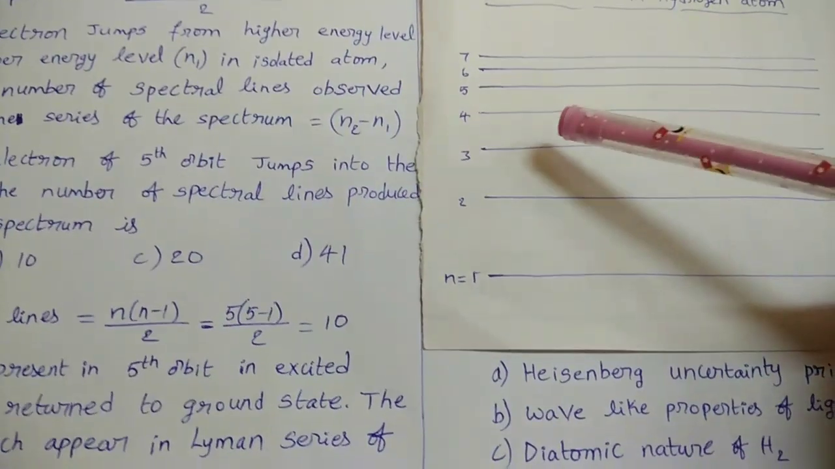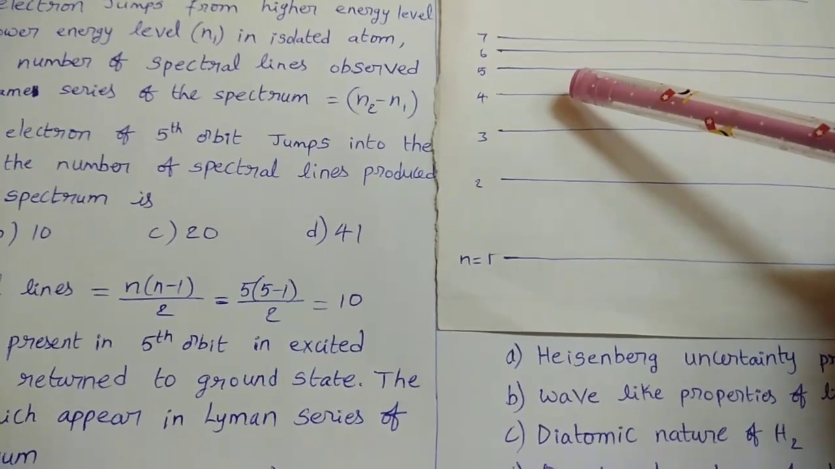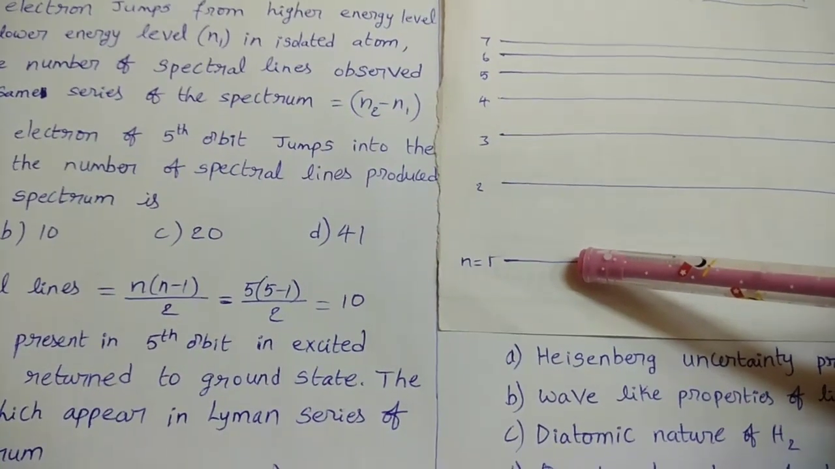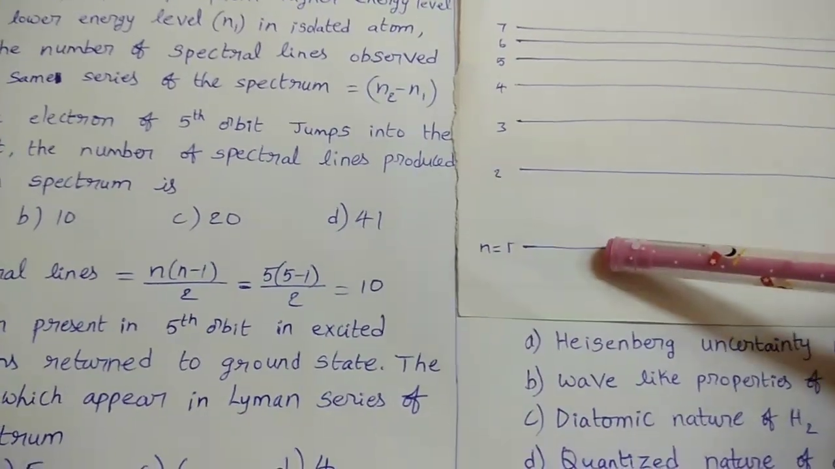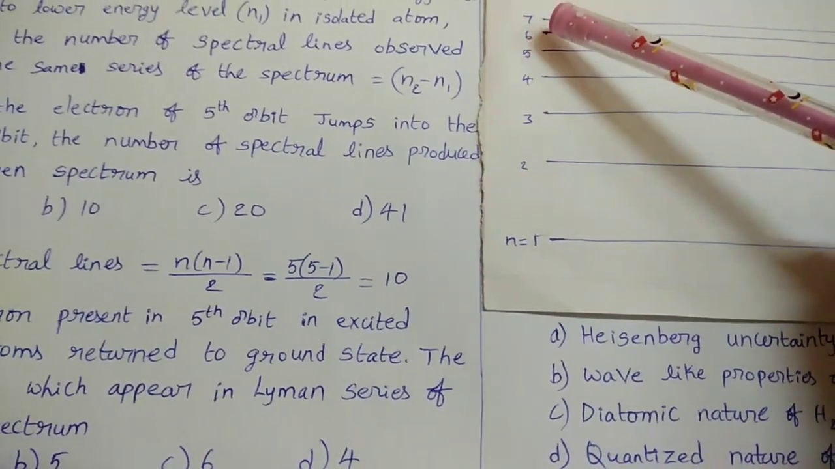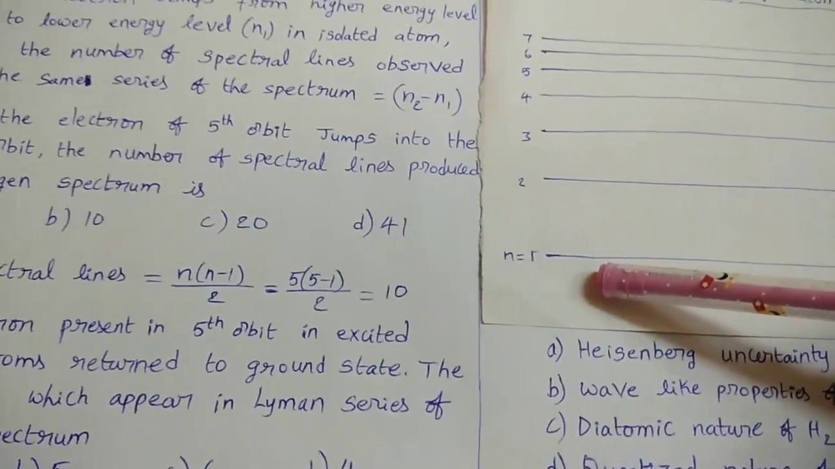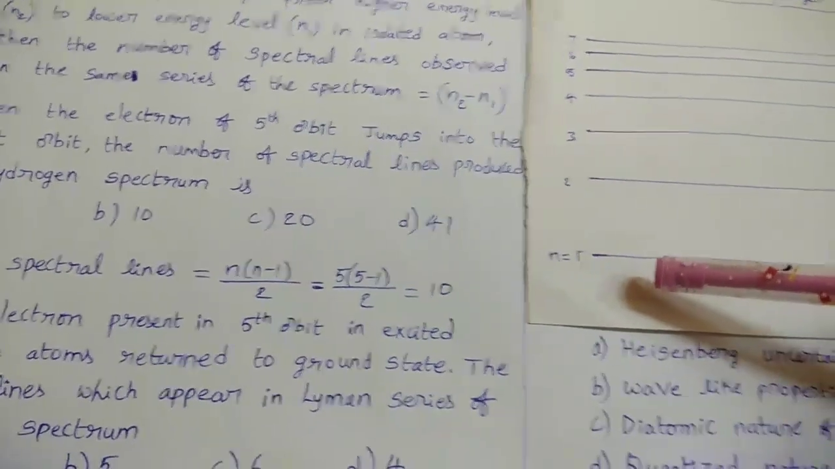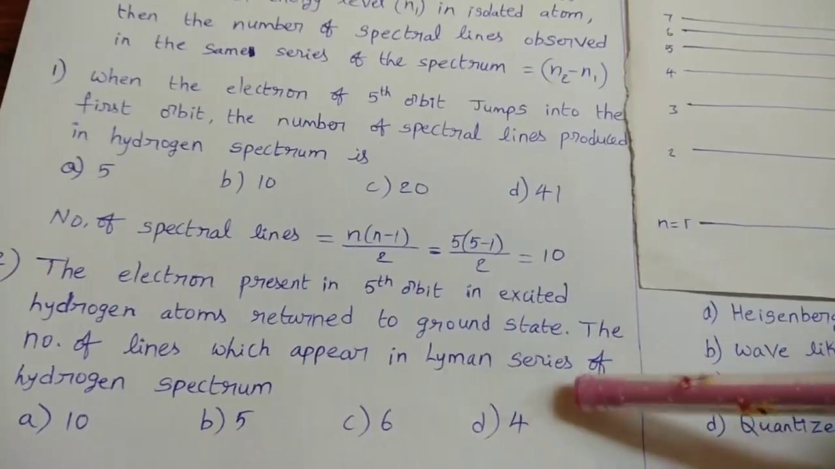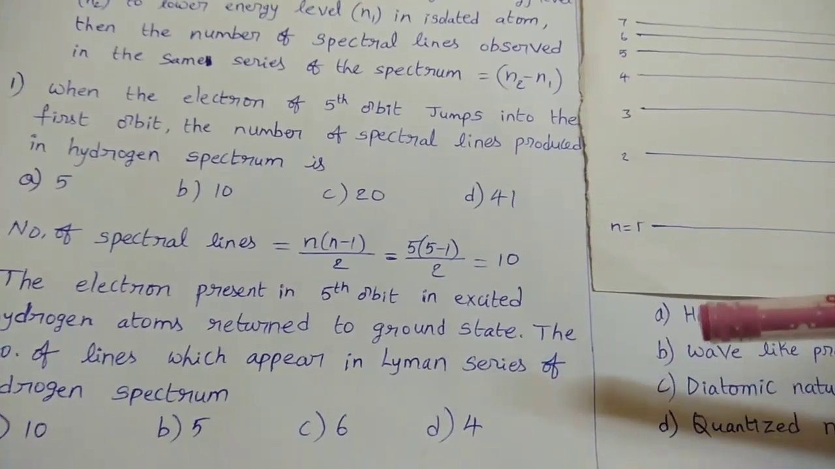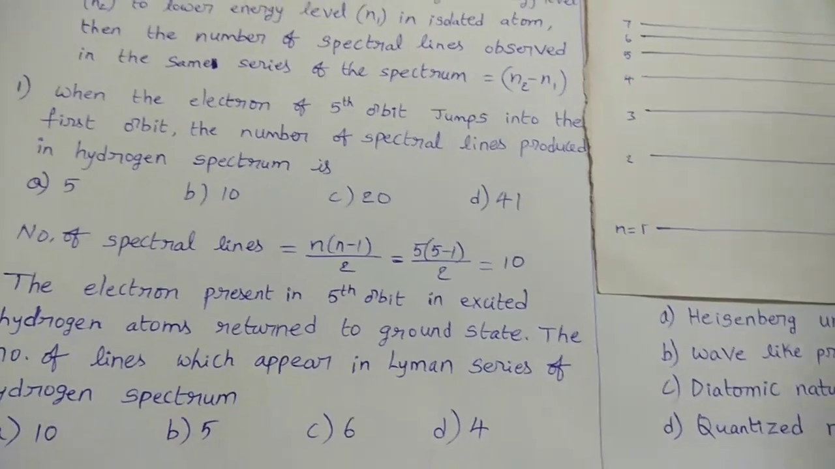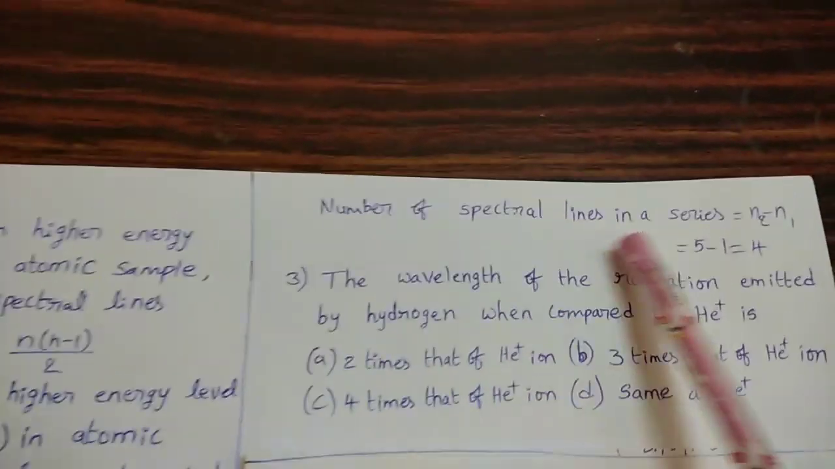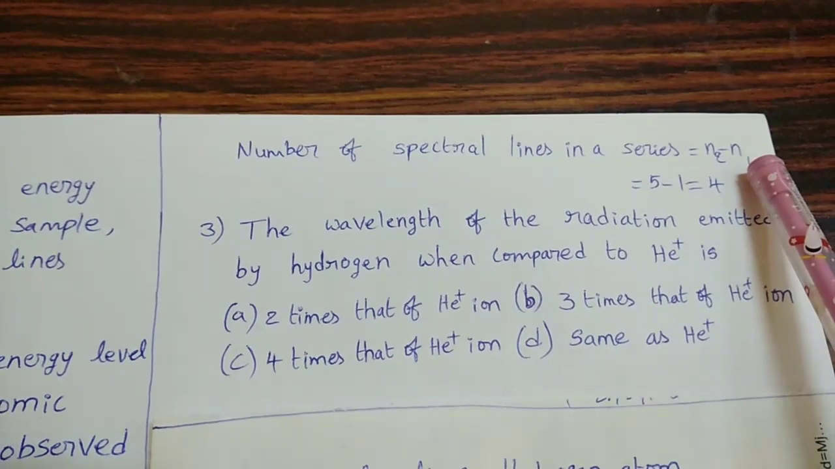When it reaches 4, directly from 4 to 1, that is one possibility. 3 to 1, second possibility. 2 to 1, third possibility. Directly 5th to 1, fourth possibility. In this way, total 4 possibilities are there. So the number of spectral lines in the Lyman series, n1 value 1, n2 value any higher energy level, equals the formula n2 minus n1, 5 minus 1, that equals 4.